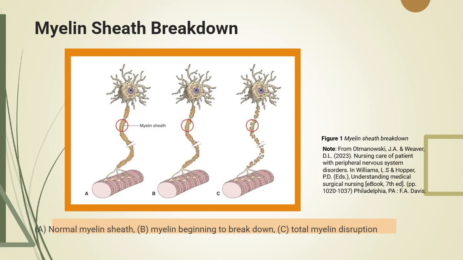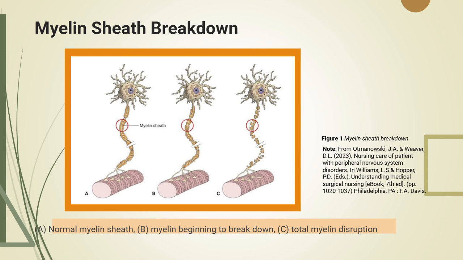Image C shows severe myelin disruption. At this point, the protective covering is significantly damaged or completely lost, and the axon underneath may also be injured. When conduction becomes unreliable or blocked, patients can develop major neurological deficits, such as significant muscle weakness, loss of coordination, mobility problems, vision loss, or balance disturbances.